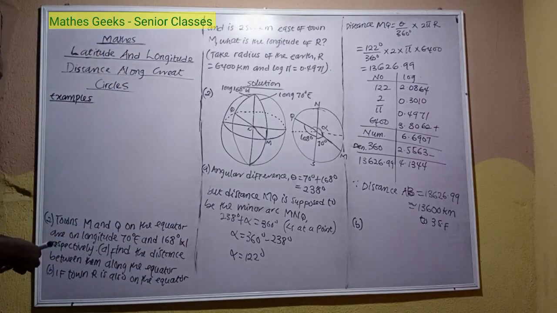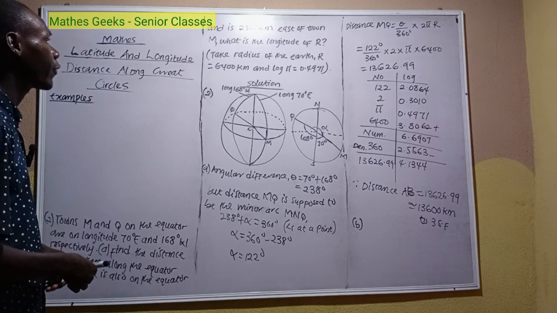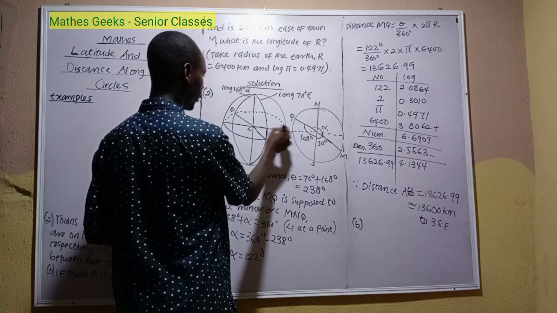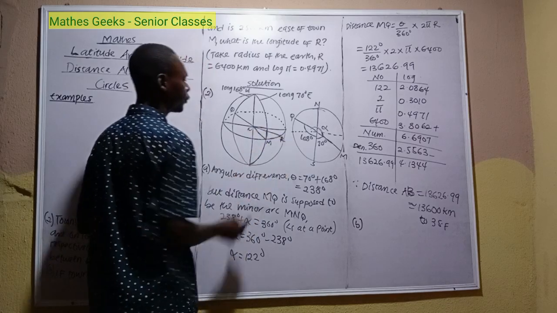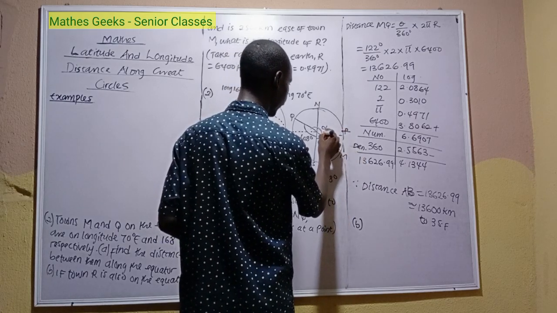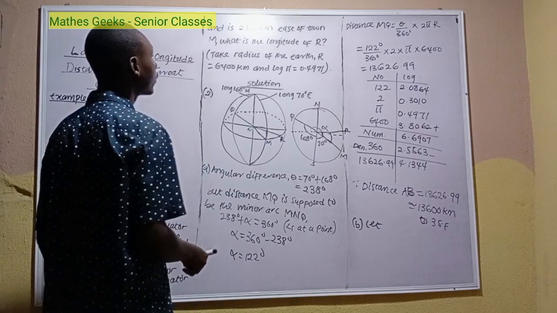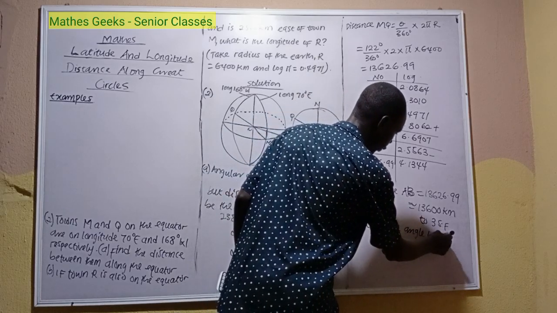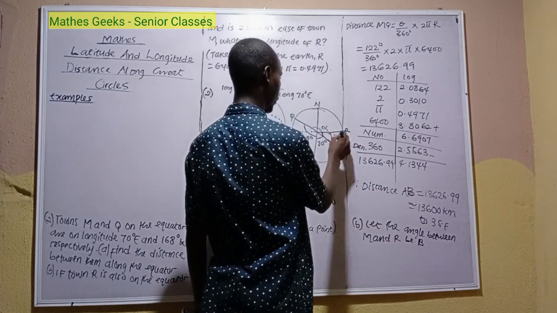B says, if town R is also on the equator and it's 2,500 kilometers east of town M. So let's put our point here, R, east of town M. Connect this together. So we're looking for this angle. The question says we should find the longitude of R, so the angle between M and R. Let's call the angle between M and R beta.